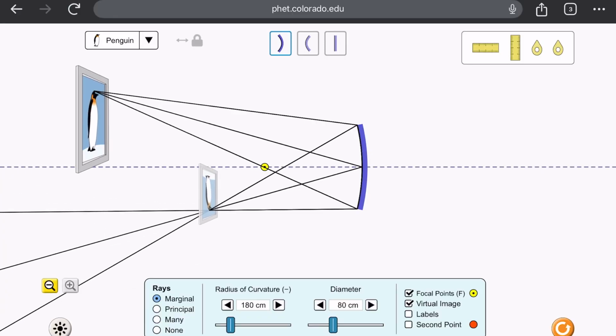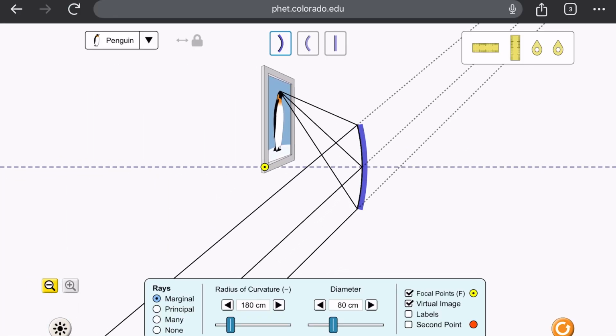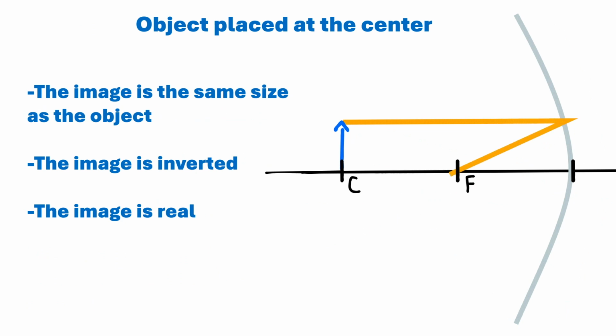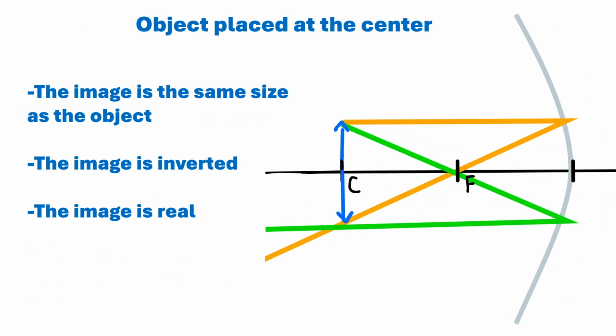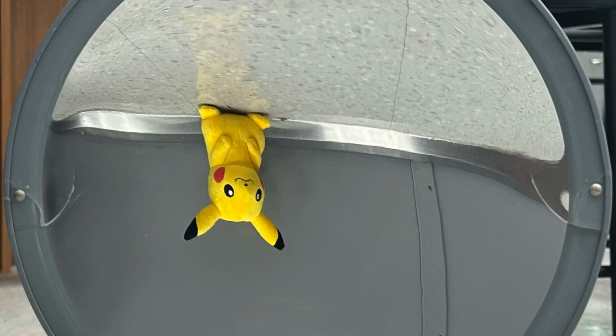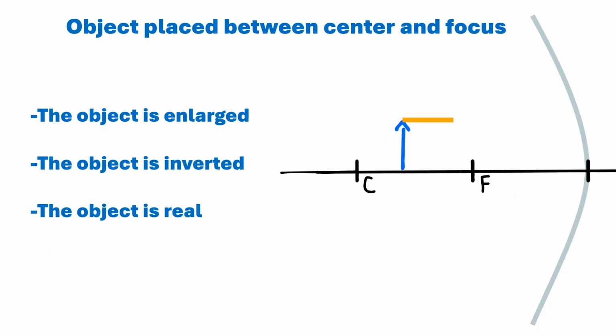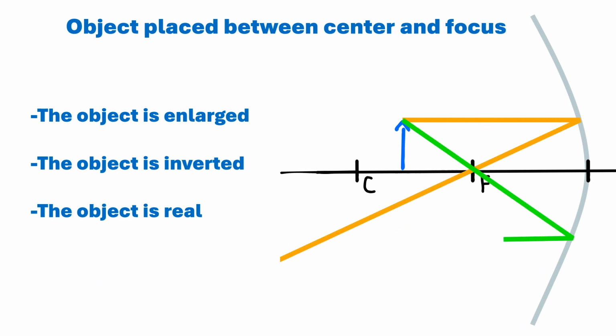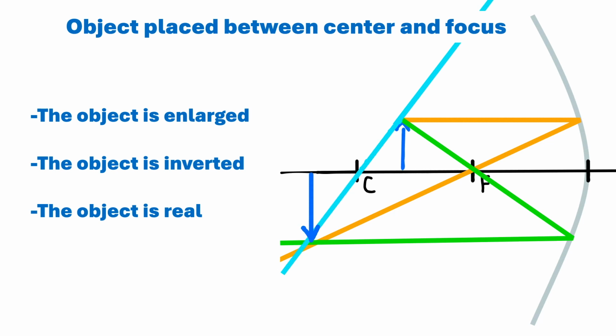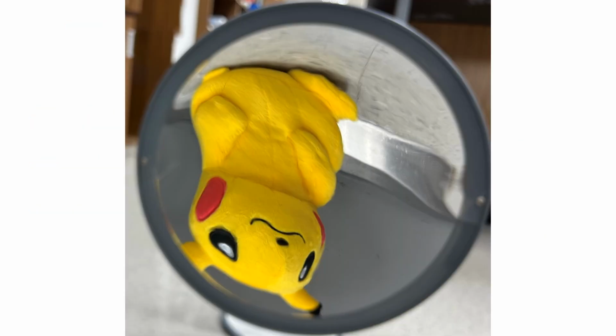Now, as I get closer to the mirror, the size of the image will increase. So if I place the object at the center, the image will be the exact same size as the object. And here again, the image is inverted. And it turns out that all real images will be inverted. If I go beyond the center of curvature, but still outside the focus, the image will become enlarged. And concave mirrors are often used to enlarge objects, although the image here will still be upside down.